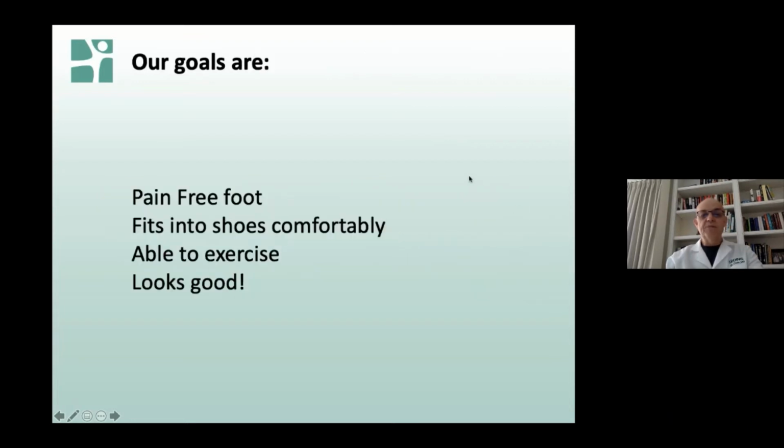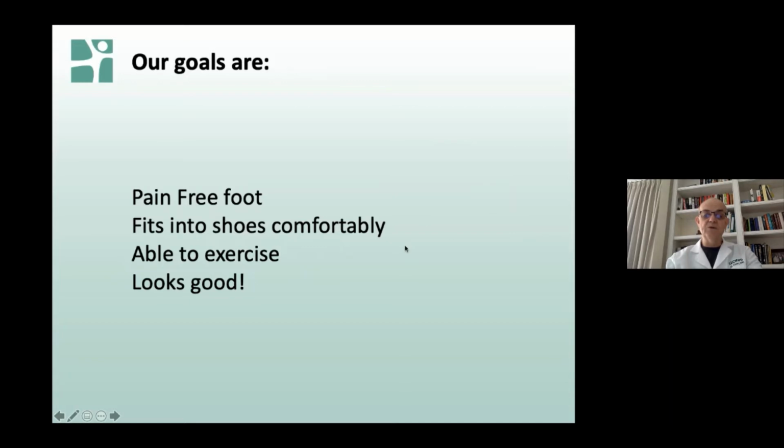Our goals really are pretty simple. What I want to do is create a number one pain-free foot. I and most orthopedic foot and ankle surgeons really do not want to do a purely cosmetic foot. I think it should look good when we're done, but to do it for purely cosmetic reasons is probably not the primary goal. Most patients who have their bunions corrected, it's because they want a pain-free foot or a close to pain-free foot.